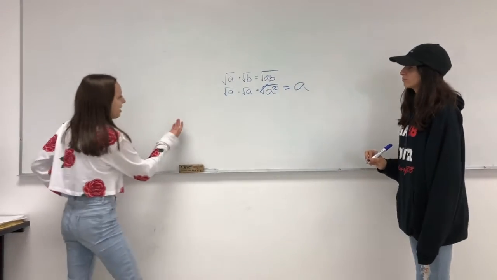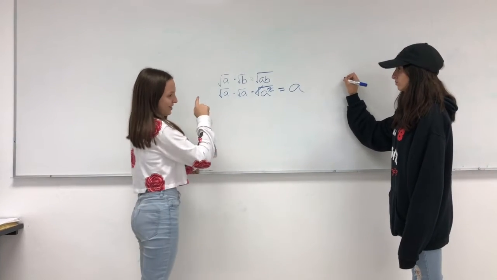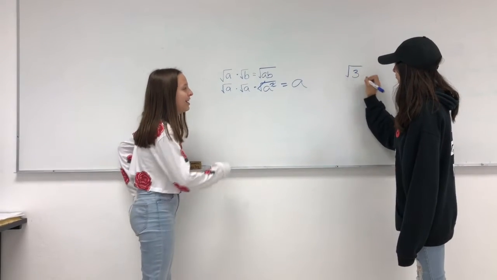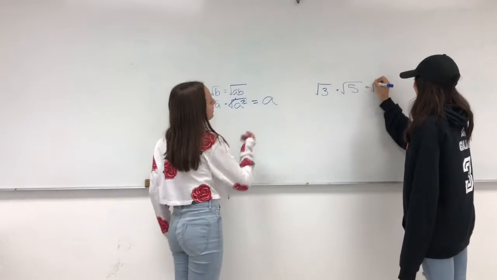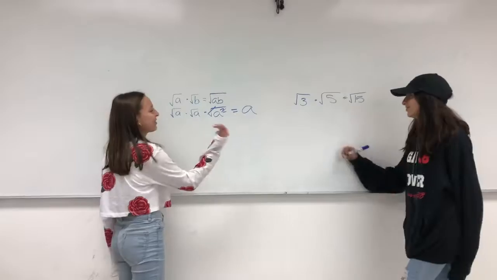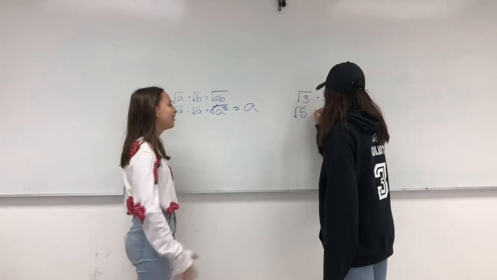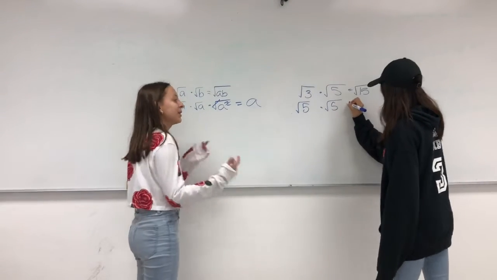Now, for example, if you have radical 3 times radical 5, you get radical 15. And if you have radical 5 times radical 5, you get 5 squared, or 25.